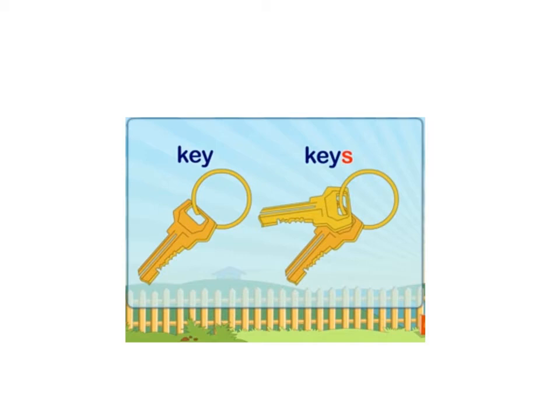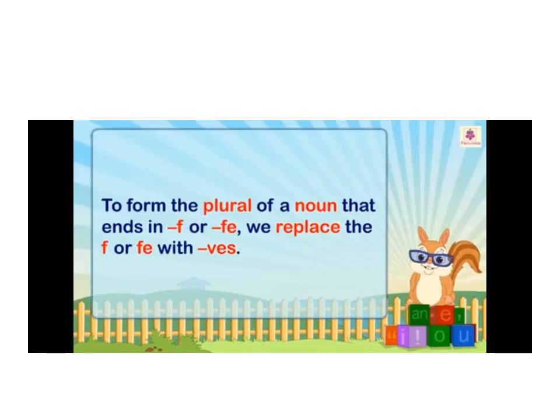Keys, keys. Now the next rule. To form the plural of a noun that ends in F or FE, we replace F or FE with VES to make it in a plural form. That means if the word ends with F or FE, to make it in a plural form, what am I going to add? VES, and I am going to remove F or FE which is at the end of the word.